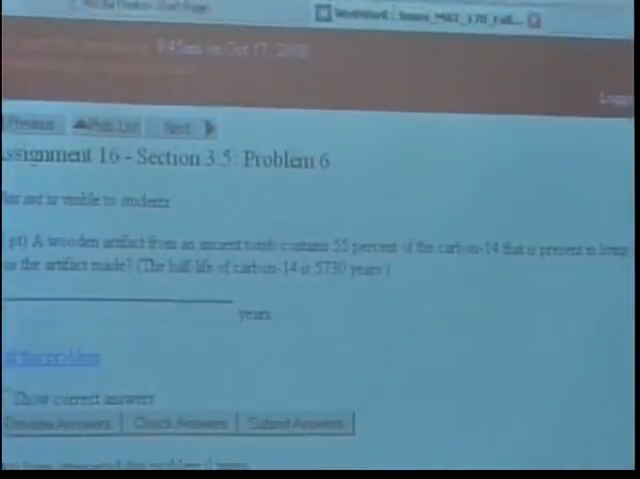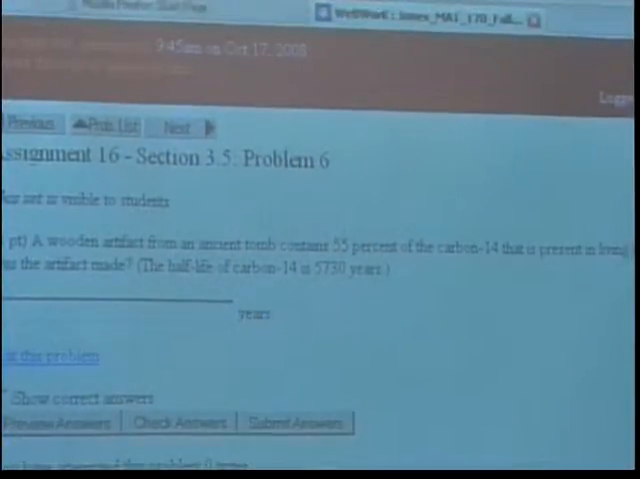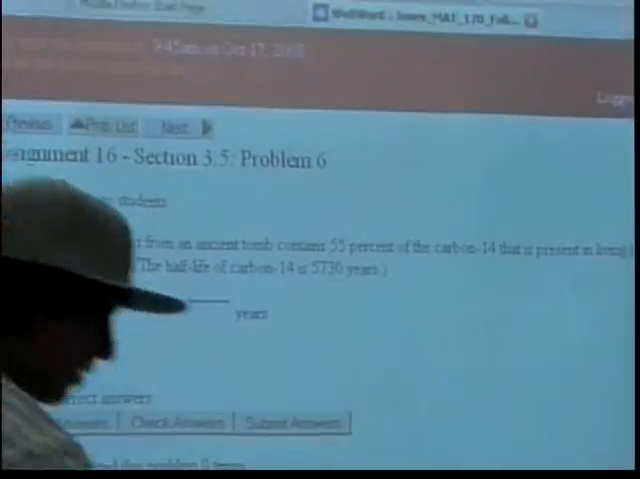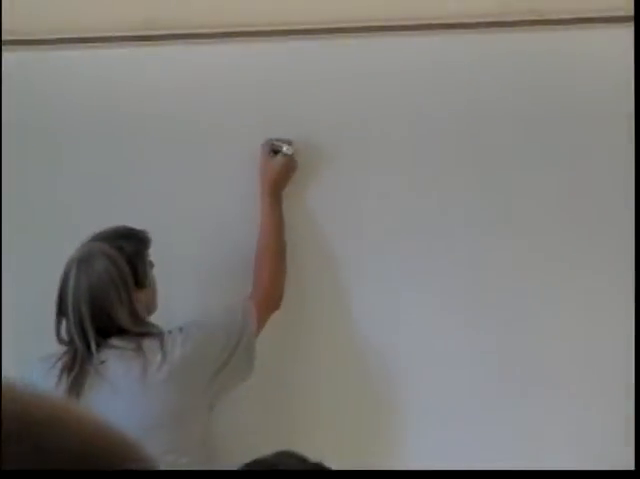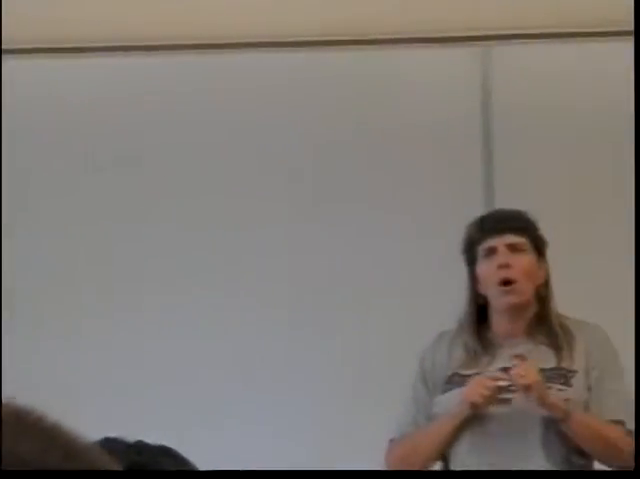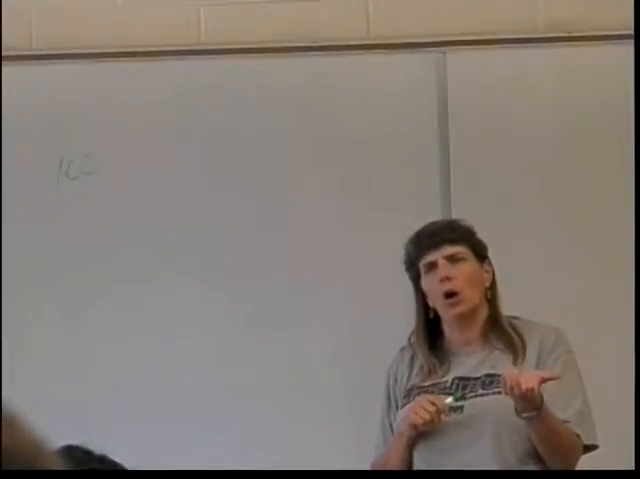Present in living trees, how long ago was the artifact made? Wouldn't artifacts start out with 100% of the carbon-14 that they have when they're alive? So that's our initial amount. Our A is always going to, our P is always going to be 100%. Now, the thing that we are not told here is what R is. So the first step is to calculate R.